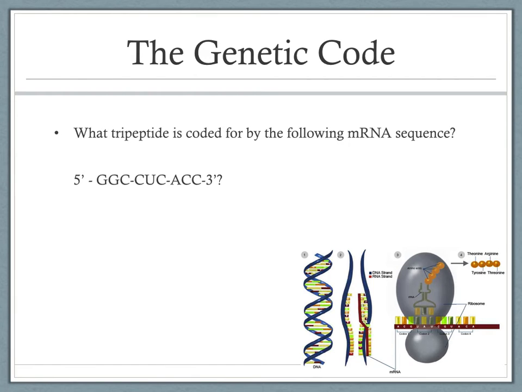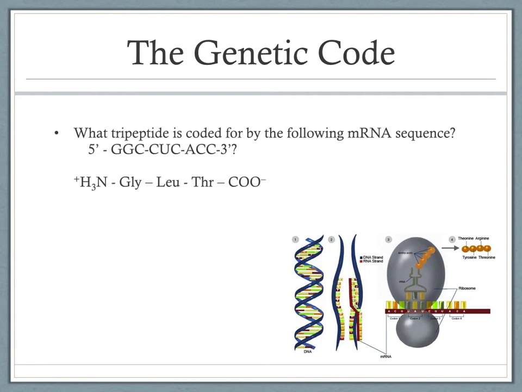We can figure out what tripeptide is coded for by the following messenger RNA sequence. The sequence is 5' GGC, CUC, ACC. We can use that code on the previous slide to interpret what that tripeptide would be. And notice that the tripeptide is formed in the order from the nitrogen terminus to the carbon terminus. GGC codes for glycine, CUC codes for leucine, ACC codes for threonine, and then we have the carboxylic acid. So we've broken the genetic code. We know what tripeptide is formed by that particular sequence in messenger RNA and the resulting informational strand of DNA.